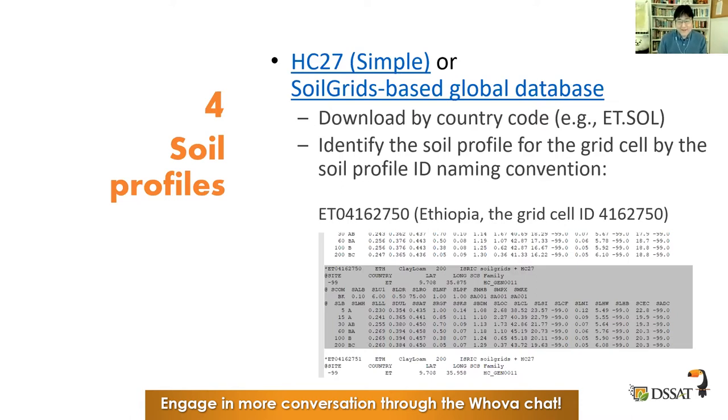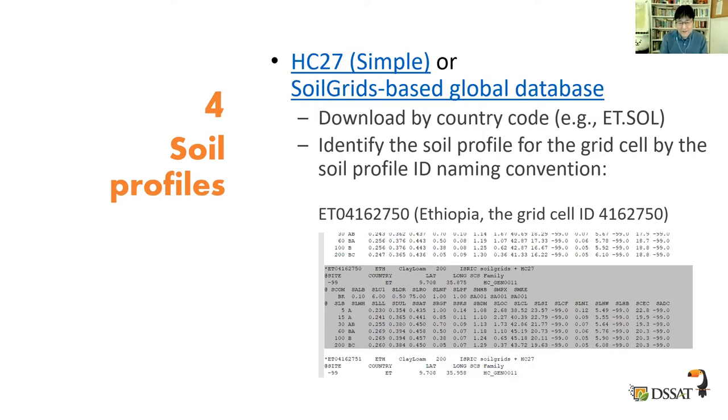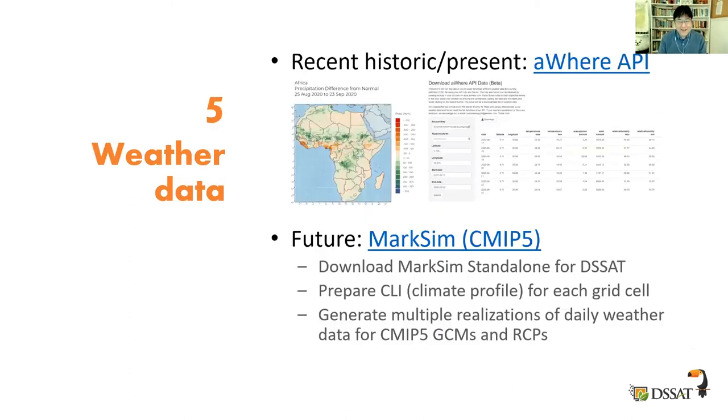So all the data is available on Dataverse, the IFPRI data repository, and it's organized by country code. For example, for Ethiopia, that's ET.SOL, and then each soil profile is identified by, again, the grid cell ID. So you can quickly search through the file and find the soil profile that is relevant for your location. The weather data used to be challenging, but I don't think it's challenging really anymore.